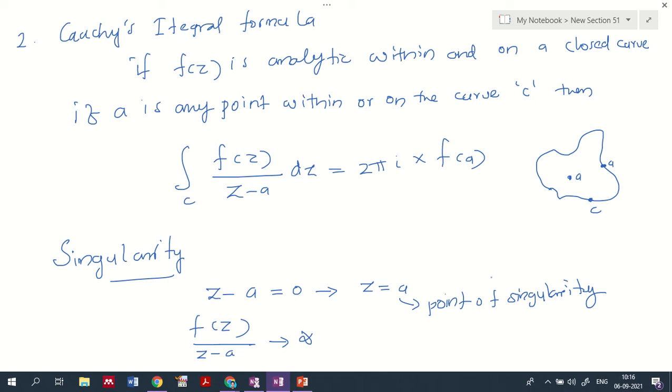If the denominator part of the above equation becomes 0, that is the point of singularity. For this case you can simply take z minus a equal to 0, then you get z equal to a. Whenever z equal to a, this value becomes 0, and at that time f of z by z minus a becomes infinity. This is the point we call the point of singularity.